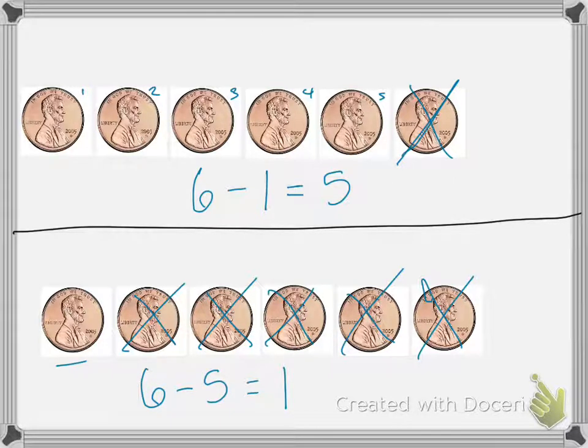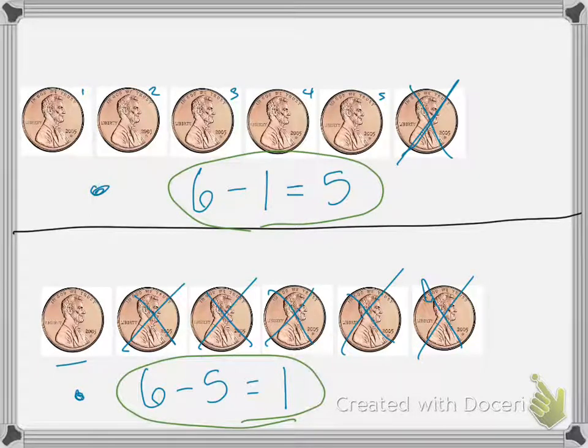Did I do exactly the same thing both times? No, I only took 1 penny from child 1, but I took 5 pennies away from child 2. Okay, but what do you notice about both of these subtraction problems? Well, if you look, all 3 numbers are the same. The only difference is what order I put them in.